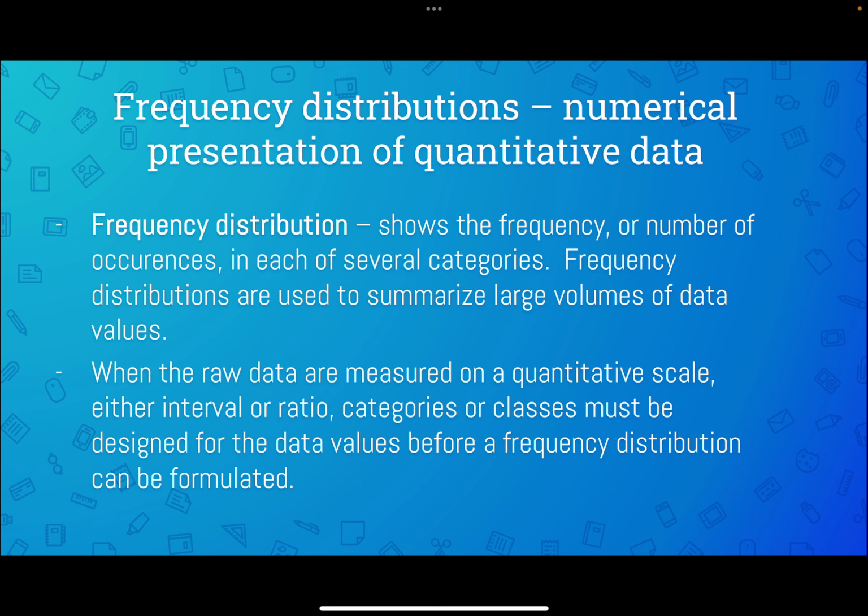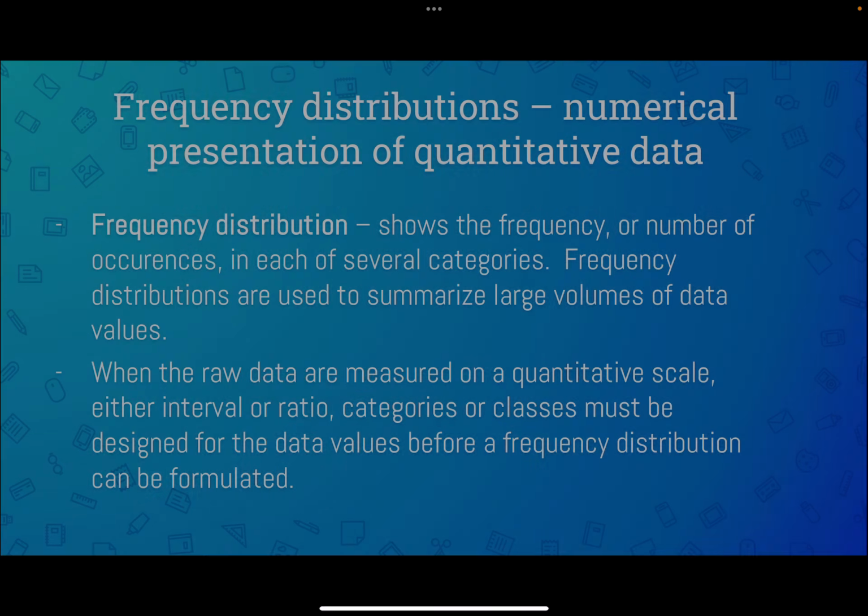Frequency distributions are a way to present data when we have a lot of it. So it shows the frequency. The frequency, remember, is the time that something occurred in each of several categories. Frequency distributions are used to summarize large volumes of data values. When raw data is measured on a quantitative scale, either interval or ratio, categories or classes must be designed for the data values before a frequency distribution can be formulated.